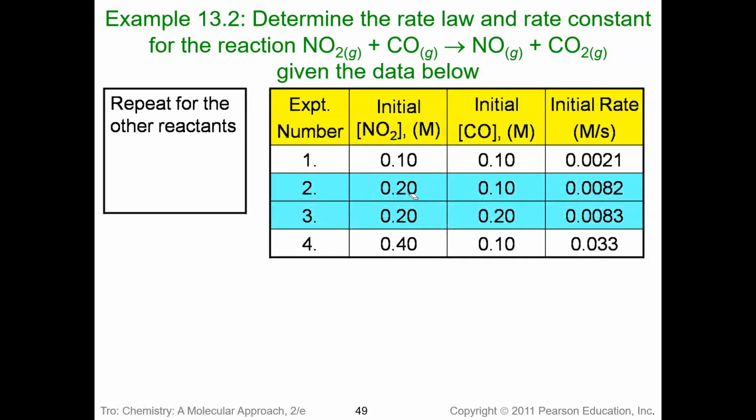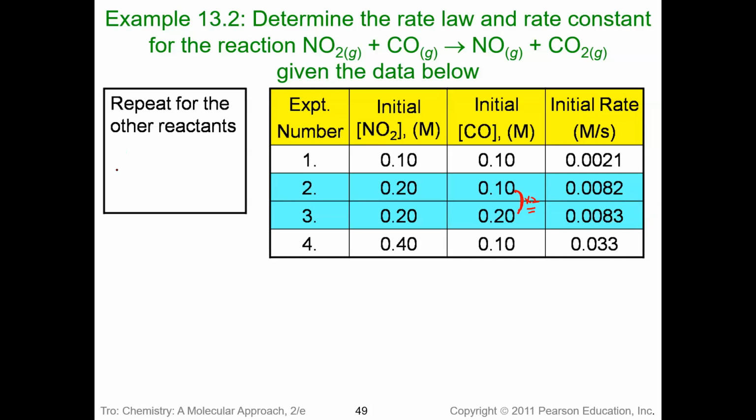So we look at what happens here. This goes up by 2. Oh, and this doesn't change, right? So this is a 0 order reaction. And again, I'm doing this by inspection. If your concentration doubles, but your rate doesn't change, that's a 0 order reaction.